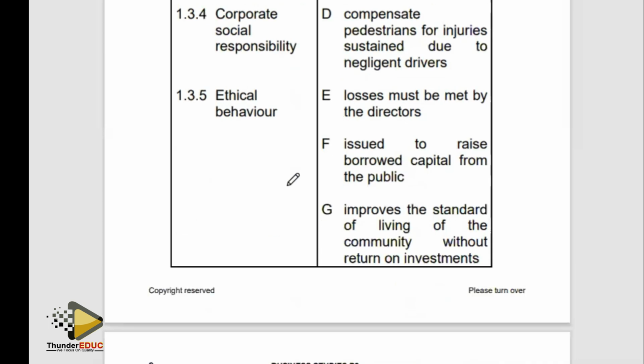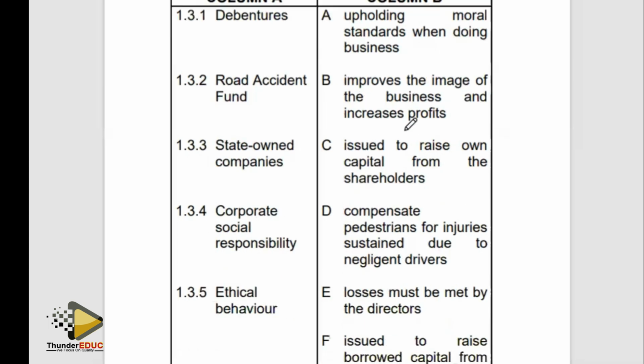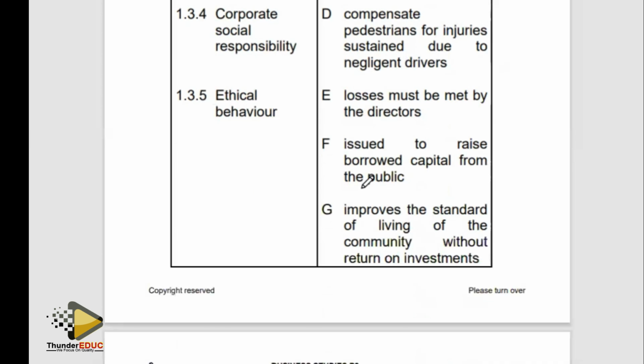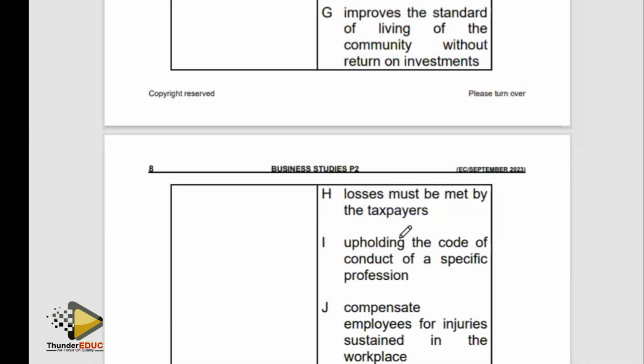So now if we check our column A, we have the banks, road accident fund, state-owned companies, corporate social responsibility, ethical behavior. But on our column B, we have upholding moral standards when doing business, that is our A. Our B, improves the image of the business and increases profits. Then C, issued to raise own capital from the shareholders. So now D, compensate pedestrians for injuries sustained due to negligent drivers. And then E, losses must be made by the directors. F, issued to raise borrowed capital from the public. Then G, improves the standard of living of the community without return on investments.